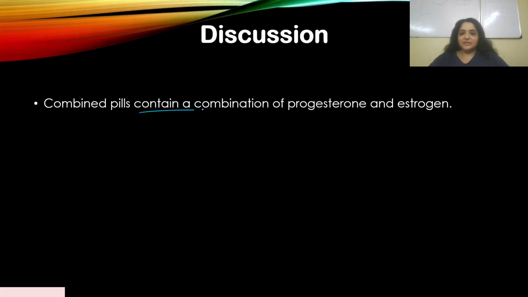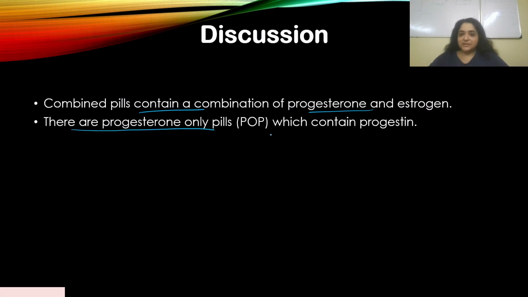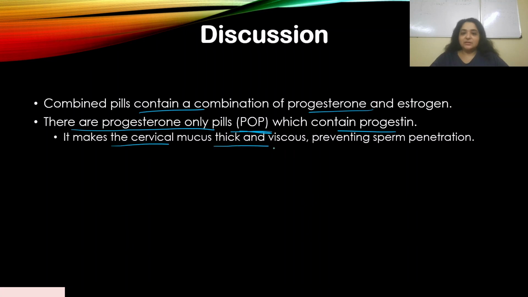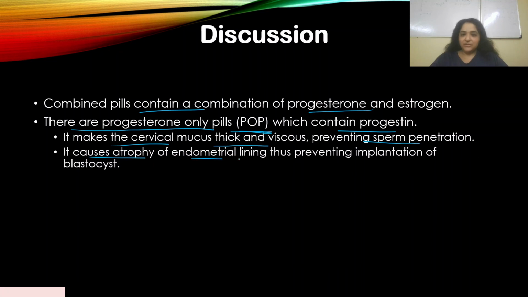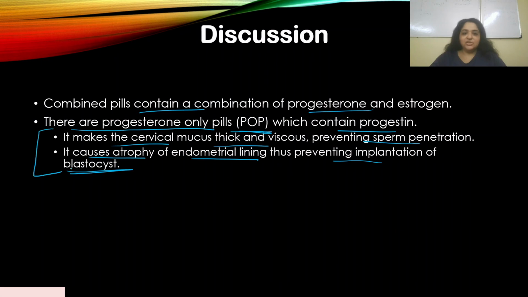So combined pills contain a combination of progesterone and estrogen. We've already discussed this in detail. Now there are progesterone only pills called POP which contain progestin. This is another type of pill. We looked at the combined pills, but we're also looking at progesterone only pills, POP. So it makes the cervical mucus thick and viscous, preventing sperm penetration. It causes atrophy of endometrial lining, thus preventing implantation of blastocyst. So these are the two ways by which progesterone only pills function.